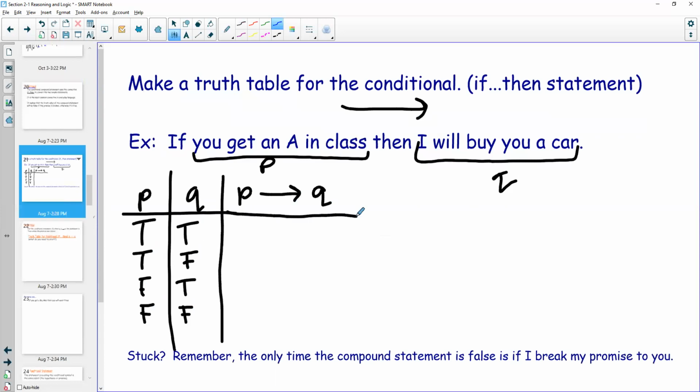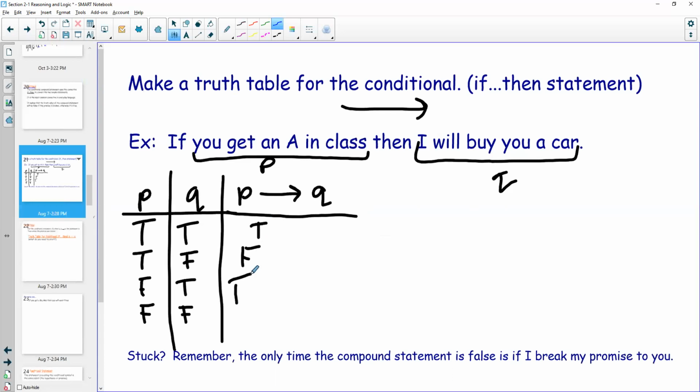And the conditional is if, then. That's how it looks. Now, if you get an A in class and I bought you a car, did I keep my promise? Absolutely. If you got an A in class and I didn't buy you a car, did I keep my promise? No, I was not nice. If you did not get an A in class, that was false, and I still bought you a car, oh, well then I kept up my end of the deal.